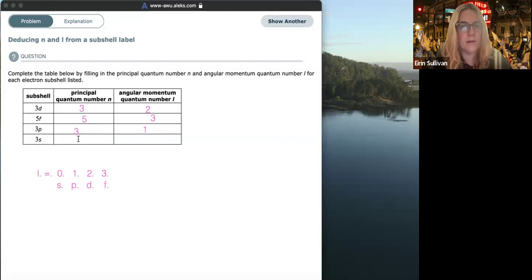If I can make my cursor work. Well, okay, I'm just going to write it down here. I don't know why it wanted me to have it there.